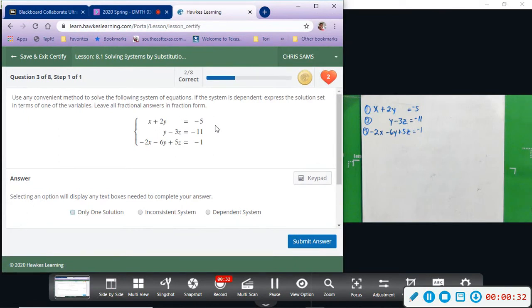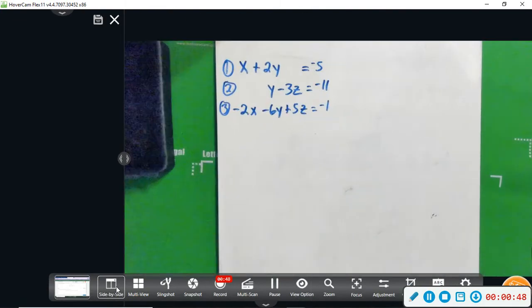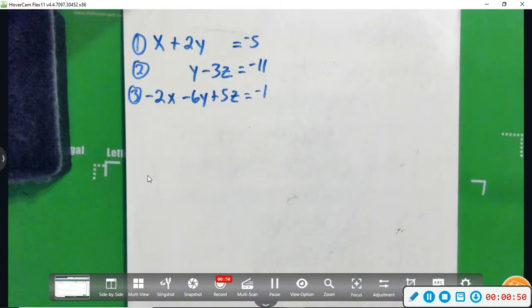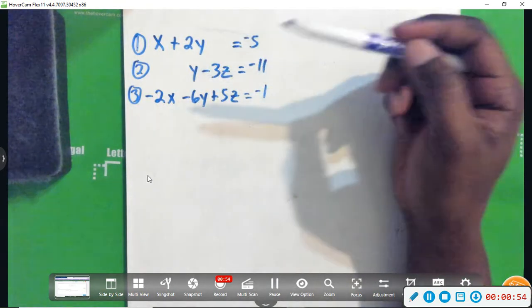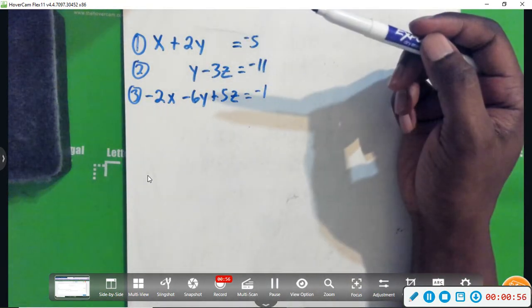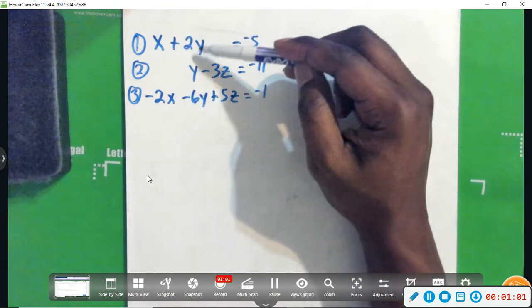So x plus 2y equals negative 5, y minus 3z equals negative 11, negative 2x minus 6y plus 5z equals negative 1. Okay, looks good. Alright. So we're going to eliminate one variable first. Looks like it will be easy to eliminate y.